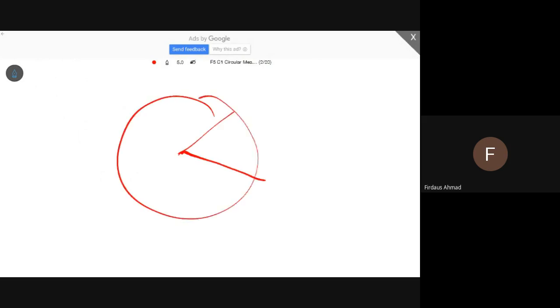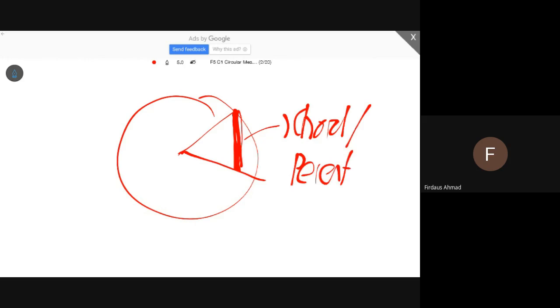Wait first. Okay, this guys, what do we call this? Kalau saya lukis garis macam ni, apa kita panggil dia? Yes, very good. Chord, okay? Atau perentas in BM. Chord is called perentas in BM. Yes, correct. Perentas.